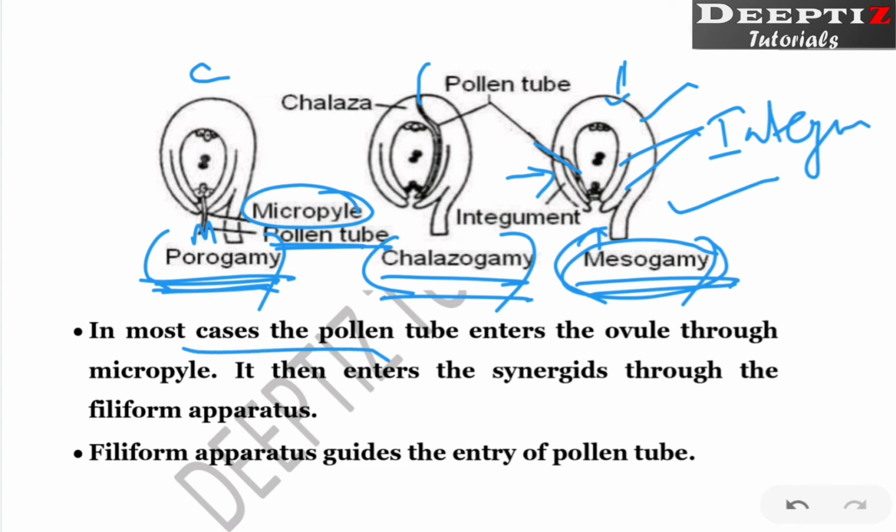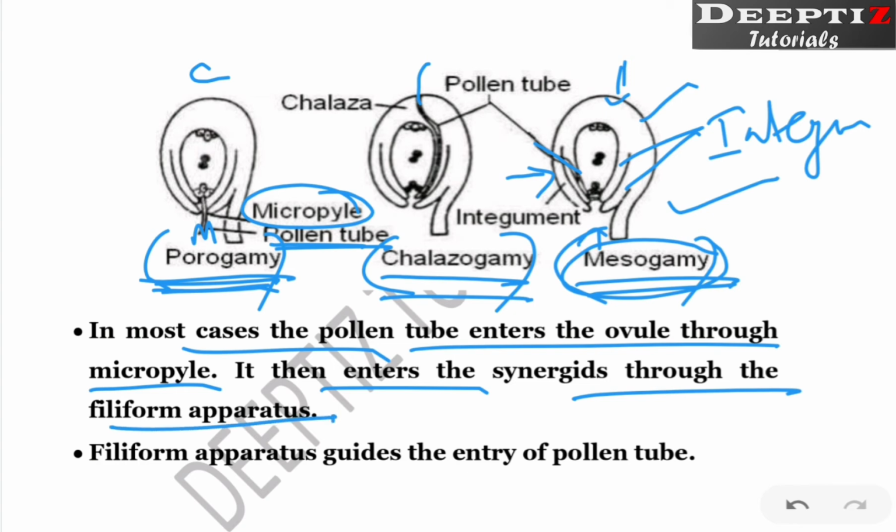In most cases, the pollen tube enters the ovule through micropyle. It enters the synergid through the filiform apparatus. What is filiform apparatus? Do you remember the diagram of embryo sac? There are three antipodals at chalazal region. There is a central egg. Then synergids are there. These synergids are having some thickening. What is this thickening we called? This thickening is termed as filiform apparatus.